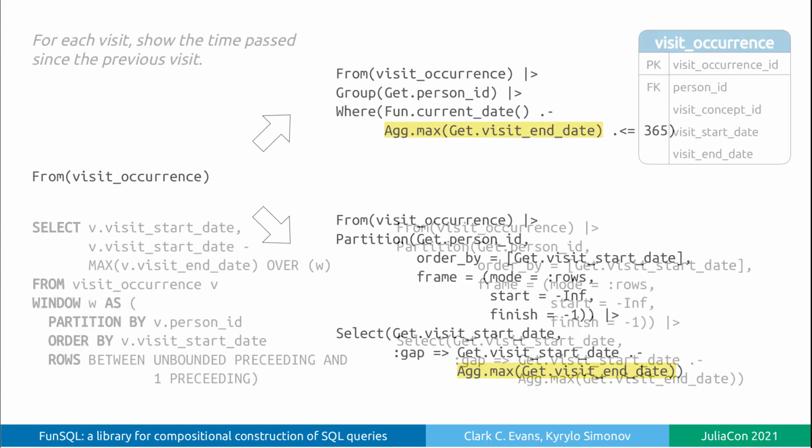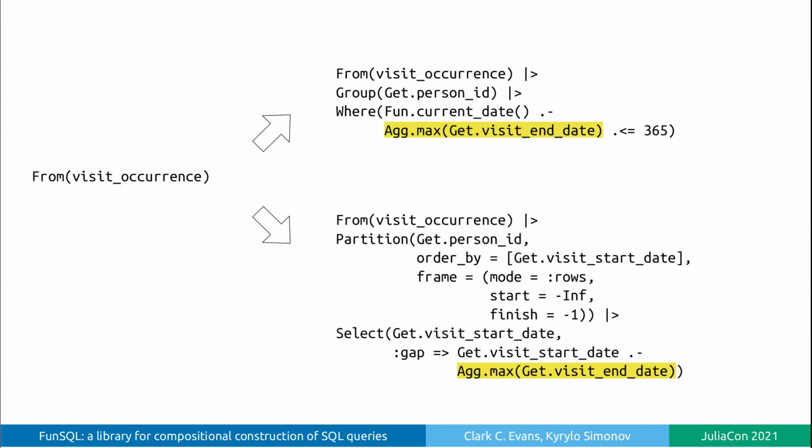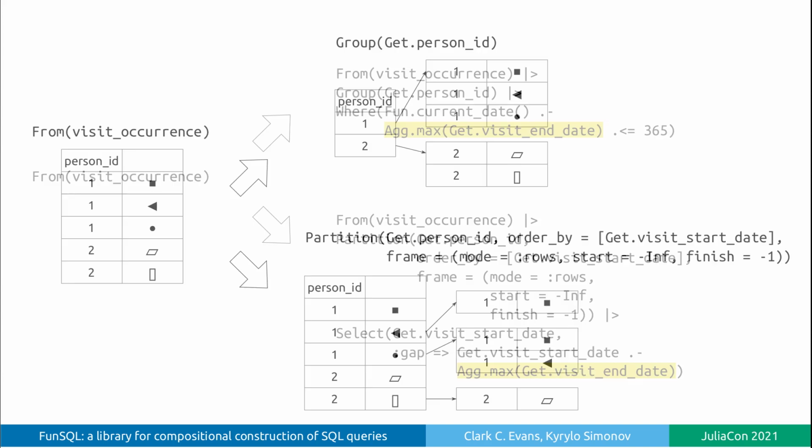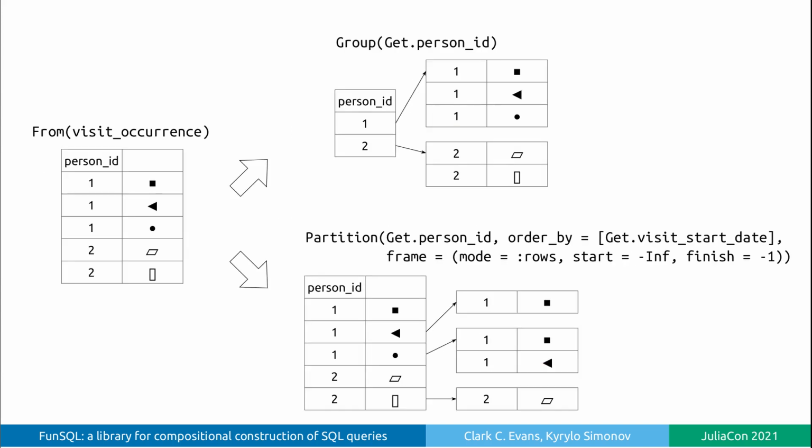It may come as a surprise that both aggregate and window functions in FunSQL use the same notation. The only way we could differentiate them is by finding the associated constructor, group or partition. There is a reason for that. Let's review how group and partition operate. Group creates a new dataset consisting of all unique values of the group key and associates with each output row a collection of the corresponding elements from the input dataset.